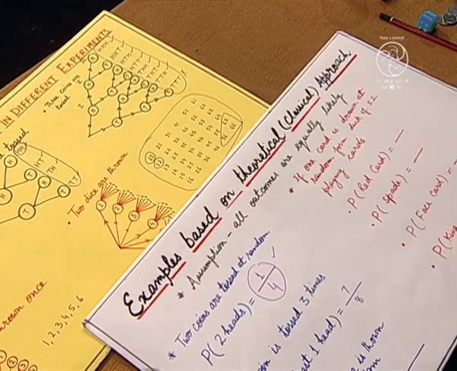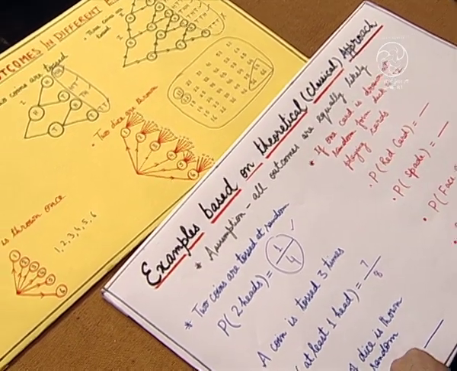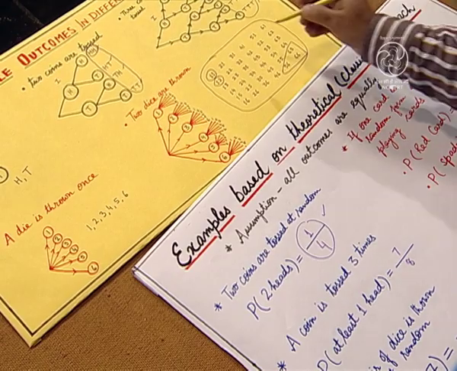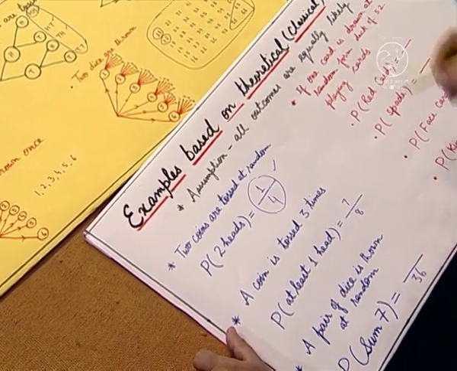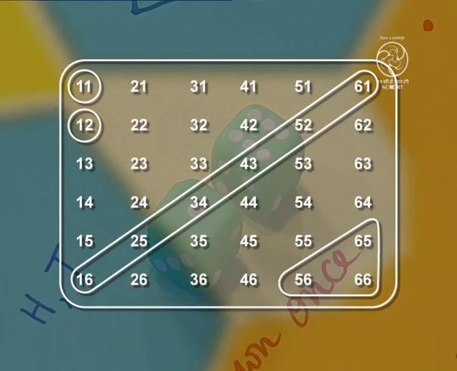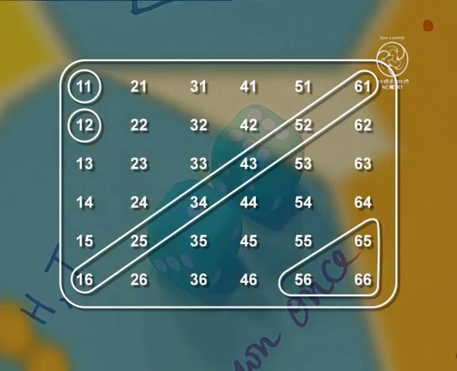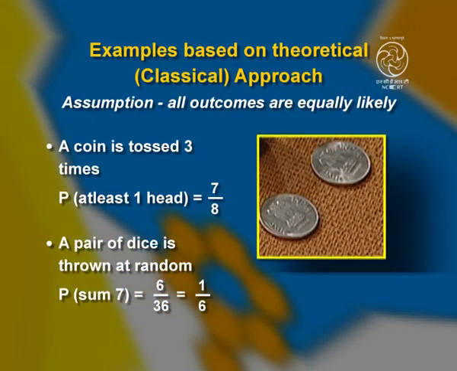Similarly, if a pair of dice is thrown and we have to find the probability that the sum of the two numbers is 7, then in all you have 36 possible outcomes, which will come in the denominator, and the sum being 7 is an event for which we have 6 possible outcomes. So the probability of sum 7 will be 6 by 36, which is equal to 1 by 6.